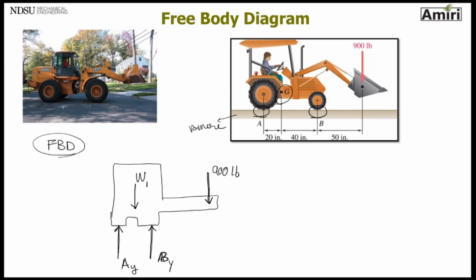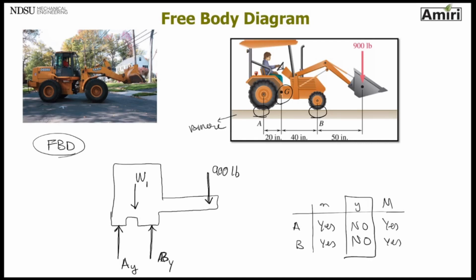There is no X and Y. Why? Because if you look at that little table, X, Y, M, can this move left and right in X direction? Yes. Can it move in Y direction? It probably can go up, but it never can come down. So there's a no. Can they rotate about point A? Yes. I mean, it's possible. So that's where I care about the Y direction, and they are perpendicular to the surface. Okay.